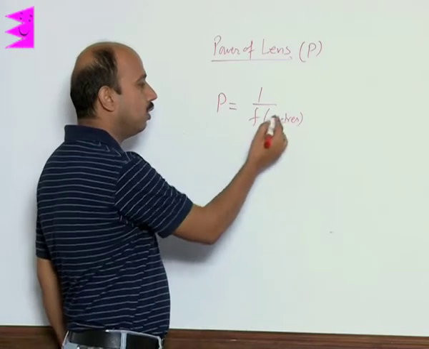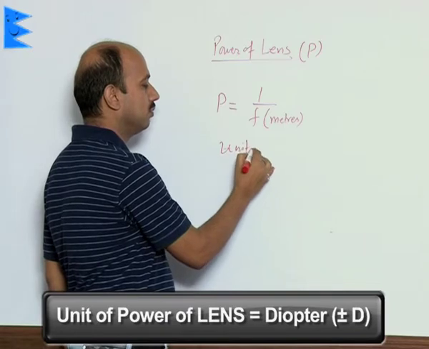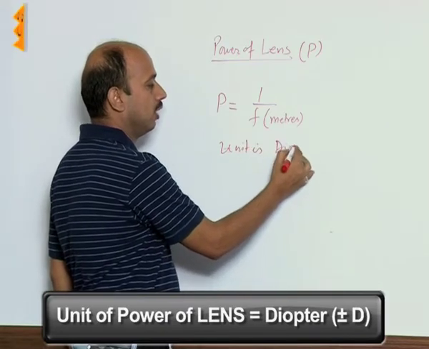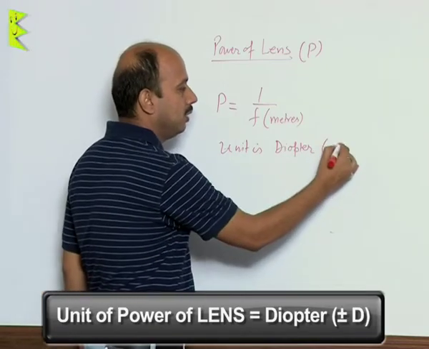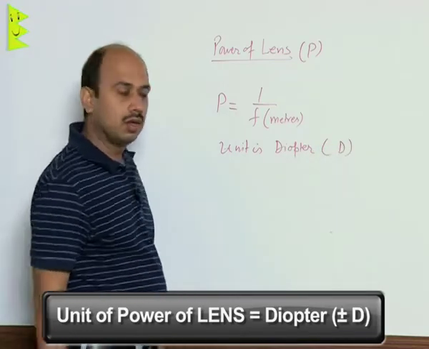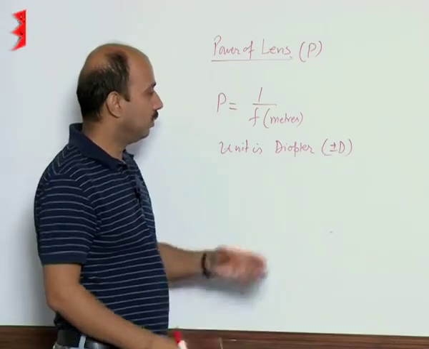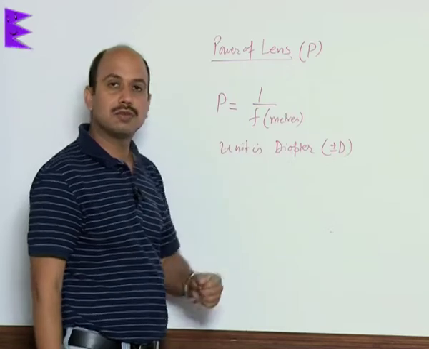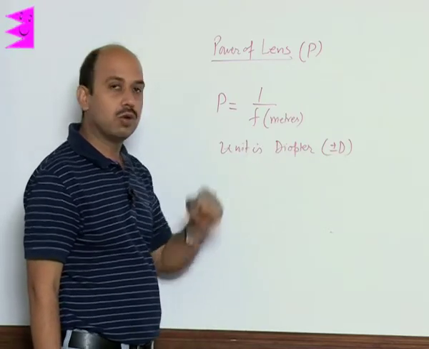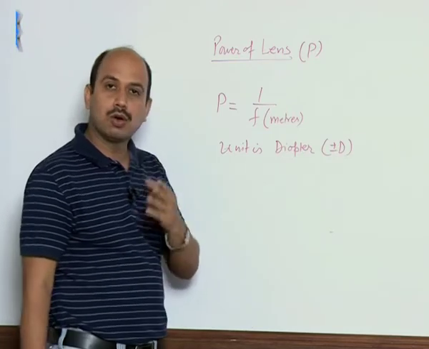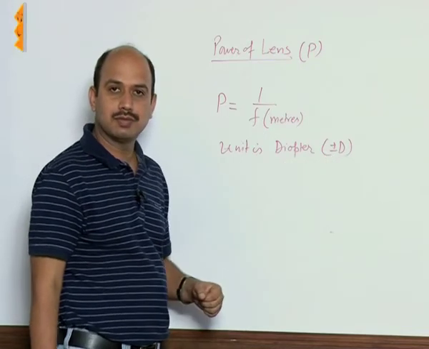So, the unit of power of lens is diopter, which is represented by D. It can be plus or minus D. As we know, focal length for convex lens is positive. So, power will be positive. So, plus D for convex lens. If you are taking concave lens, focal length is negative. So, power will be negative.